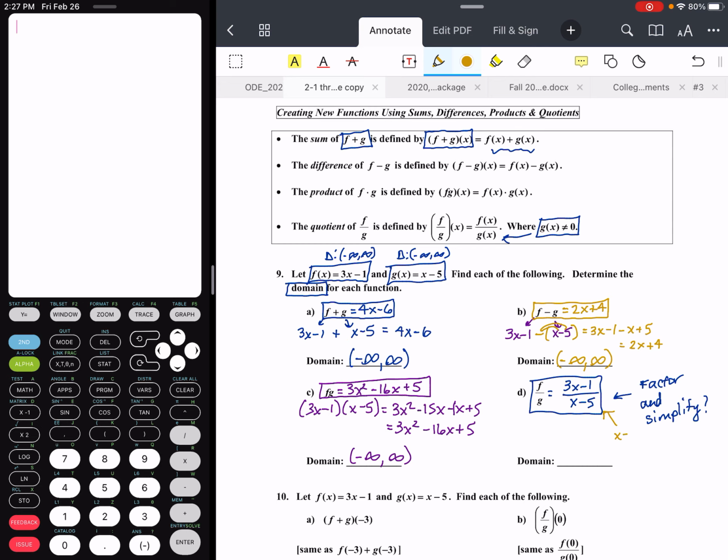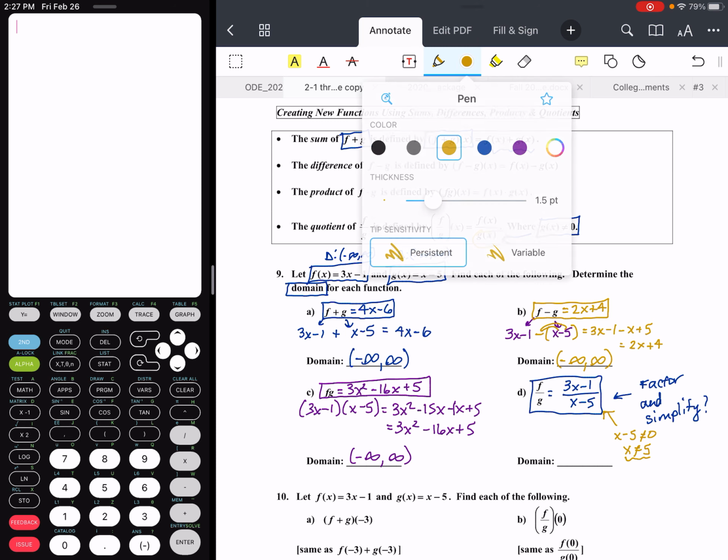If x minus 5 is set equal to 0, then x equals 5 would make that denominator 0, right? We know that our denominator is not allowed to equal 0, so that means x is not allowed to equal 5. So we need to keep this restriction in mind for our domain. This is where g of x would equal 0, right, at x equals 5. So we have to exclude an x value of 5 from our domain.